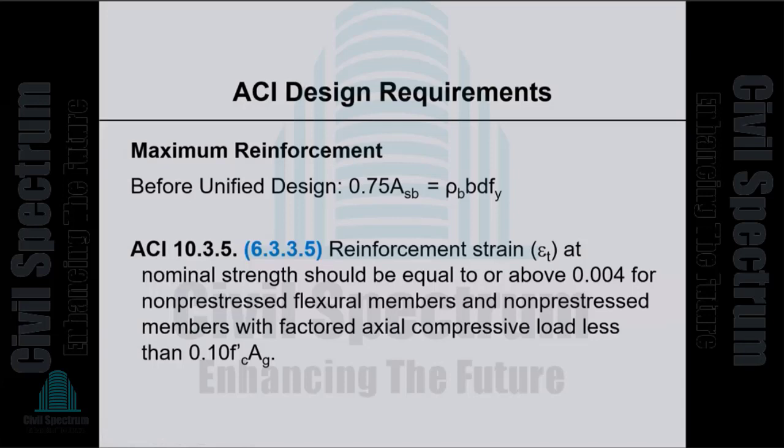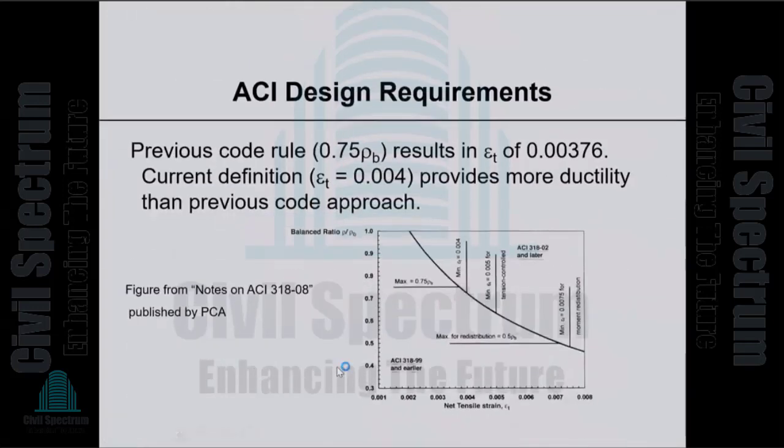When unified design came, and that's what we are doing even now, we have replaced that requirement by saying the net tensile strain epsilon sub t cannot be any less than 0.004 in a flexural member, which is defined as a member with factored axial compressive load less than 10% f sub c prime A sub g. All of that we discussed yesterday. Okay. So this is a summary of things that we talked about yesterday.